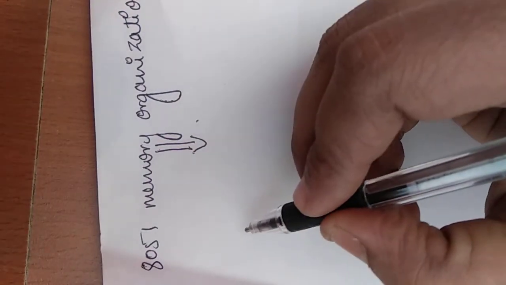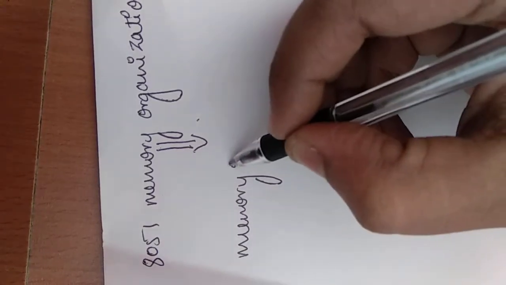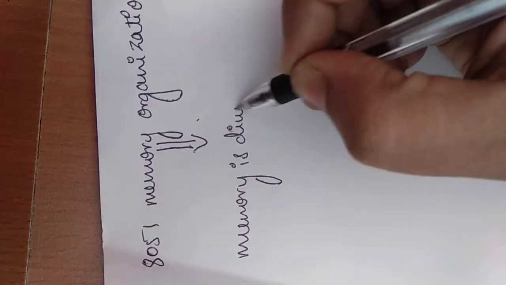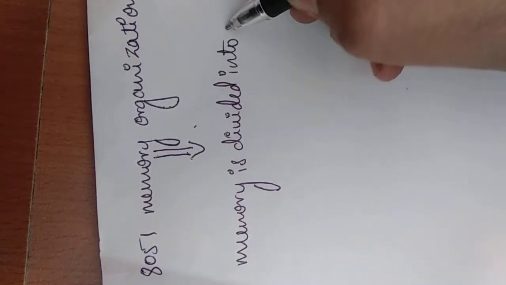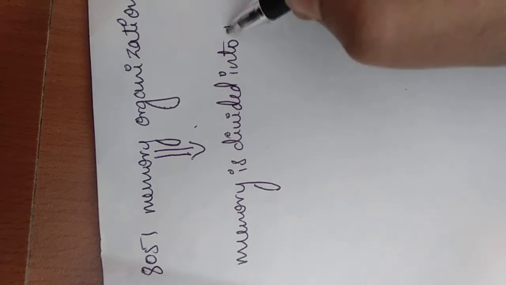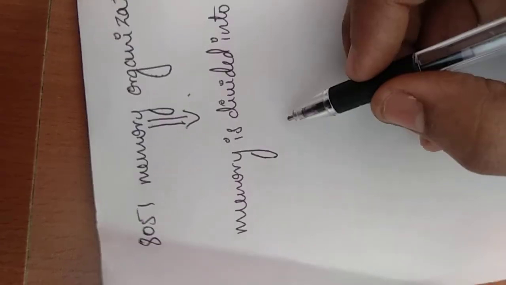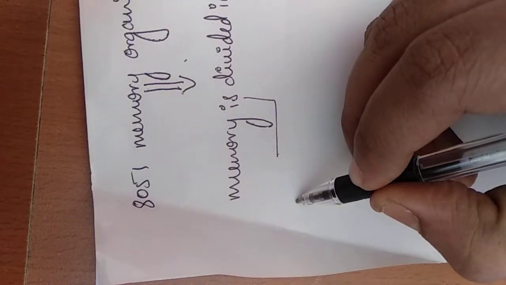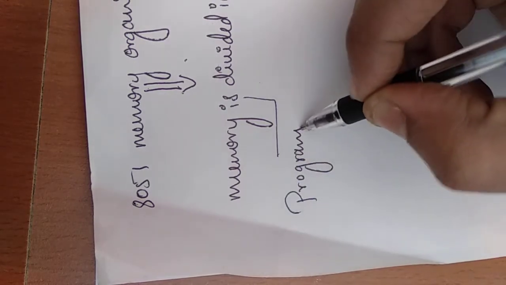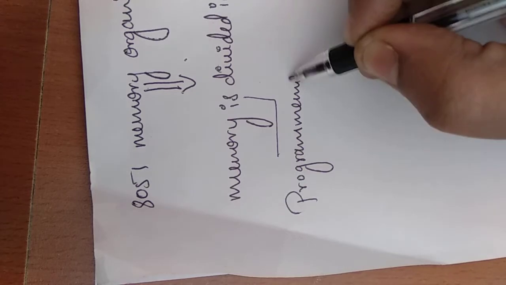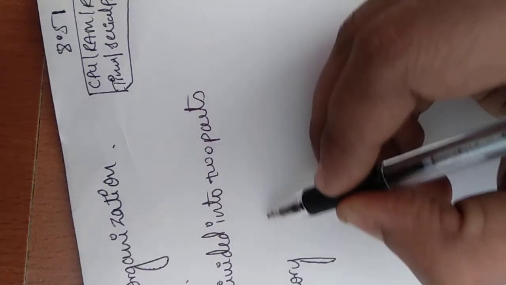That is, this memory is divided into two parts. The first one is program memory, and the second is data memory.